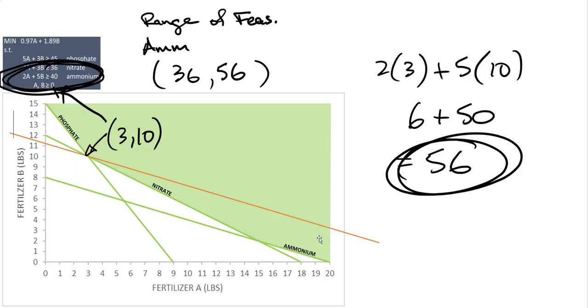With that done, all we have left to do is to hopefully use Excel to double check all that work, and hopefully we end up with the same ranges of feasibility for both the nitrate and the ammonium constraints, which we have just calculated by hand.